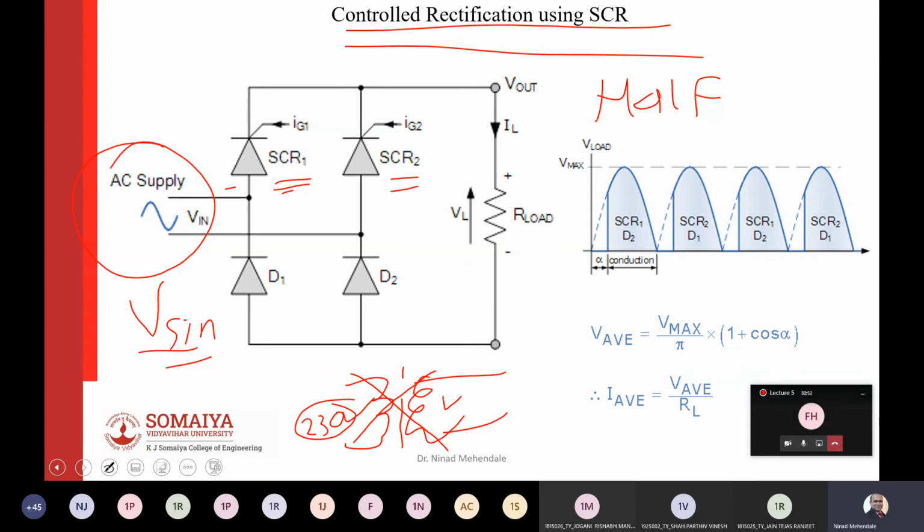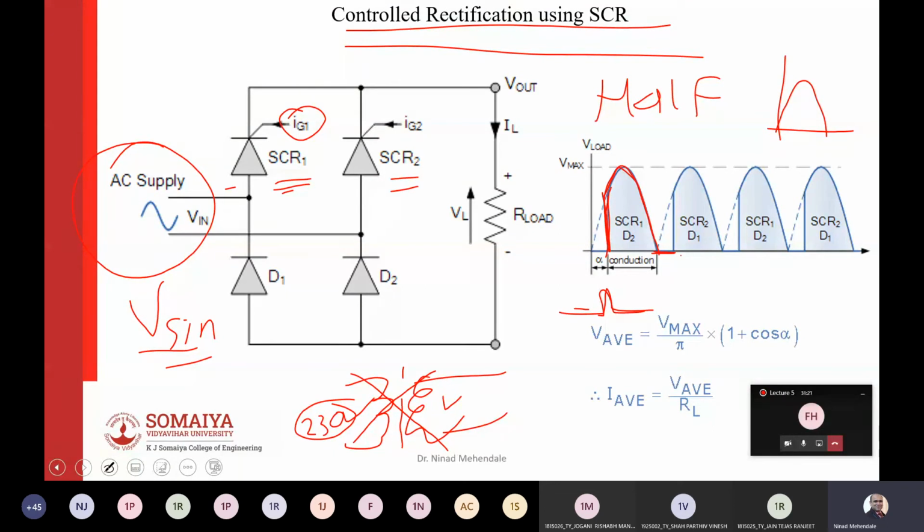And now what will happen? This SCR only conducts if it receives an IG pulse. That's why your entire output cycle is now controlled by the SCR turning on pulse. So if you give a pulse at this location, SCR will get turned on, and because of SCR1 and diode D2, this will complete its half cycle. Then natural commutation of the SCR will happen in the negative half cycle.